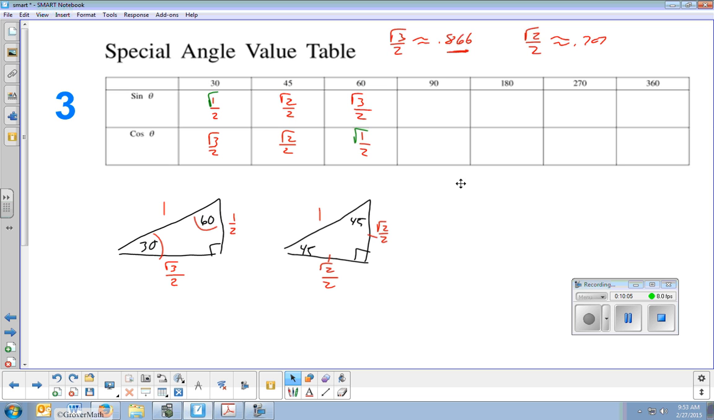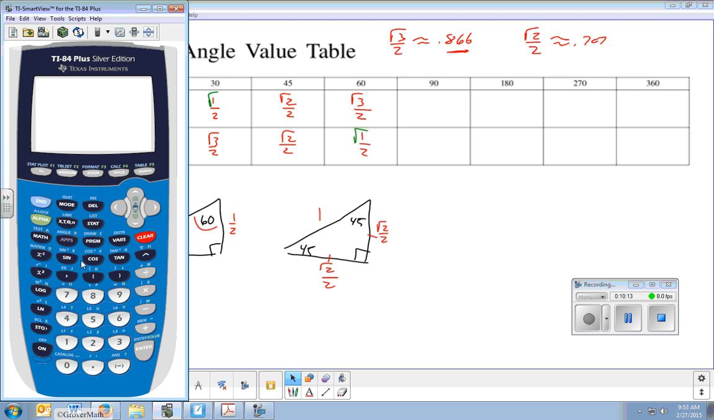The next four angles here are the quadrantal angles. There's the ones on the axes, 90, 180, 270, 360. These we can easily type in and recognize them. So sine 90, sine 180, sine 270, and sine 360. And real quick, let me explain to you why that is the case.